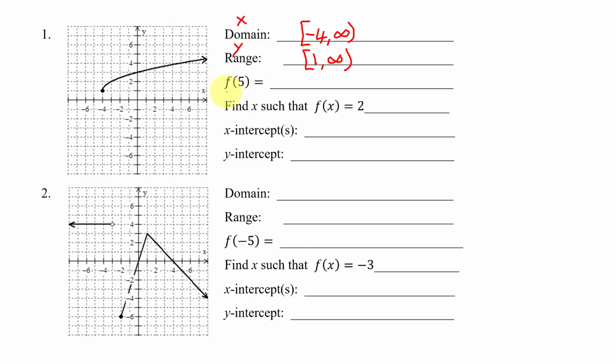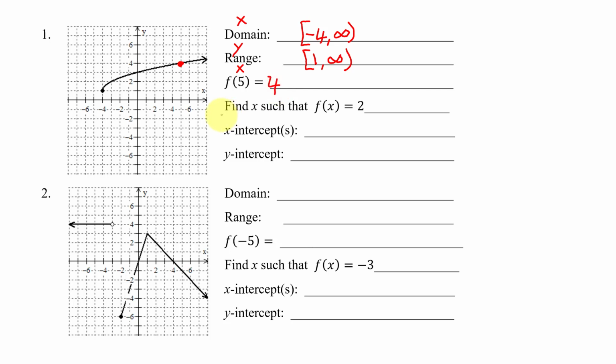Next, I need to find f of 5. Remember, 5 is replacing the x value. So this says go to the graph and find a point where x equals 5. Well, x equals 5 here. Is there a point on the graph? Yes, right there. And what is the y value? 4. So f of 5 equals 4.